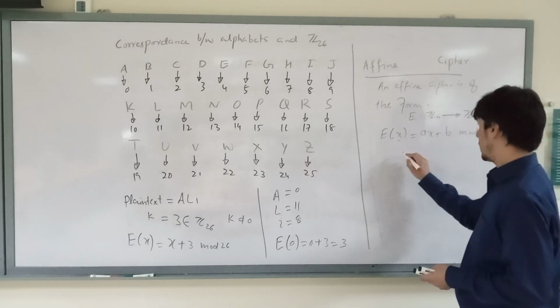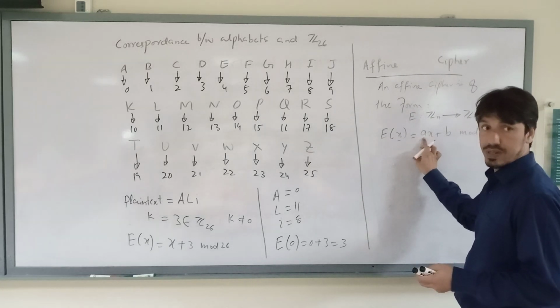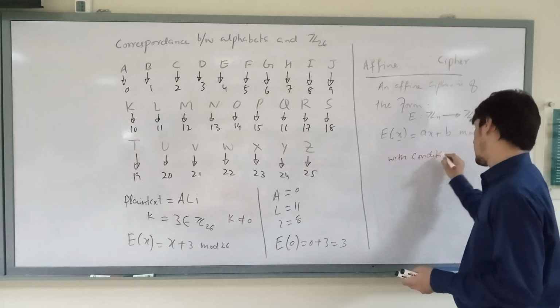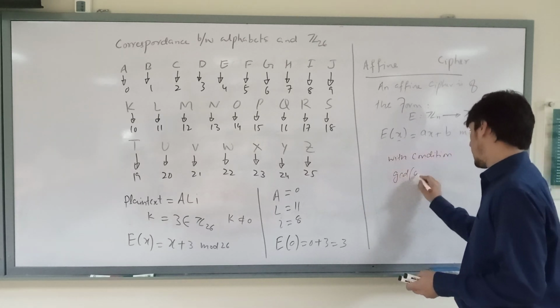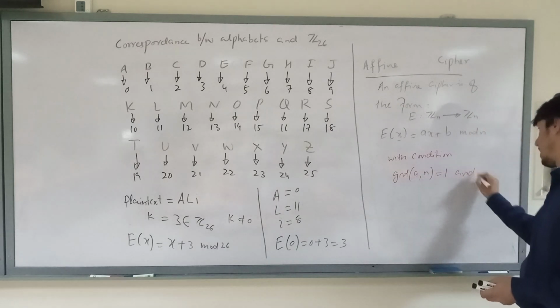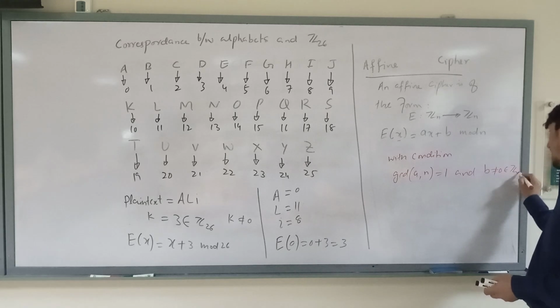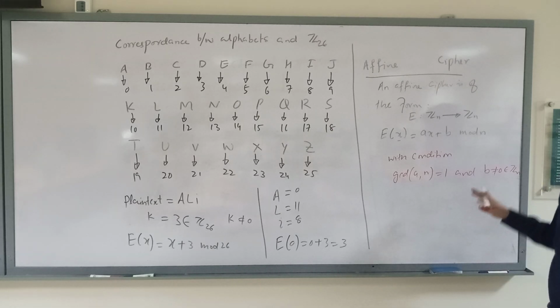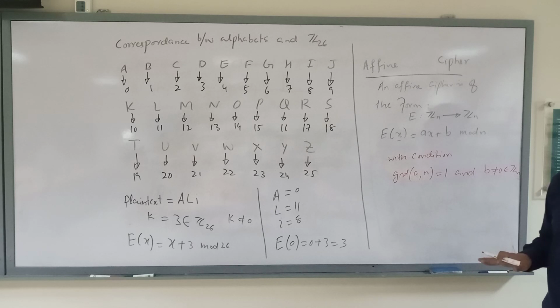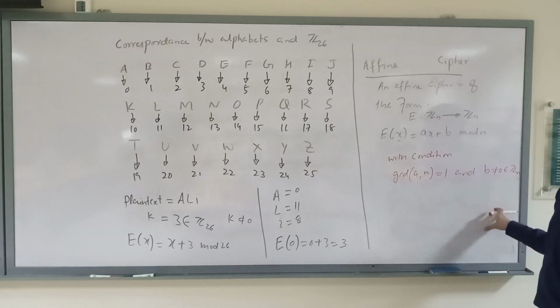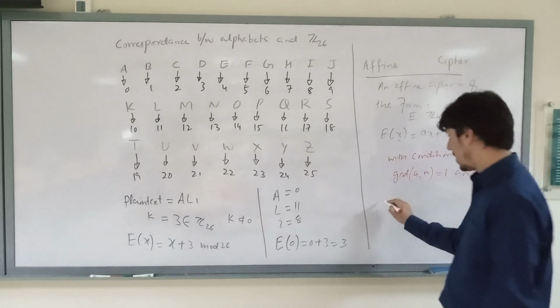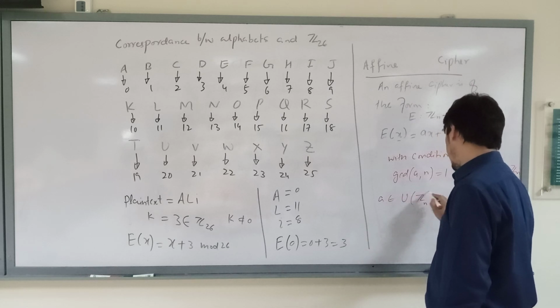So there is a condition on this a: the GCD of a with n must be 1, and b should not be 0 and must belong to Zn. Non-zero but belonging to Zn. You can take any possible values; there are n values, so you have n minus 1 values you can take as a key. But the GCD of a with n must be 1. It means a must belong to the unit elements of Zn star.